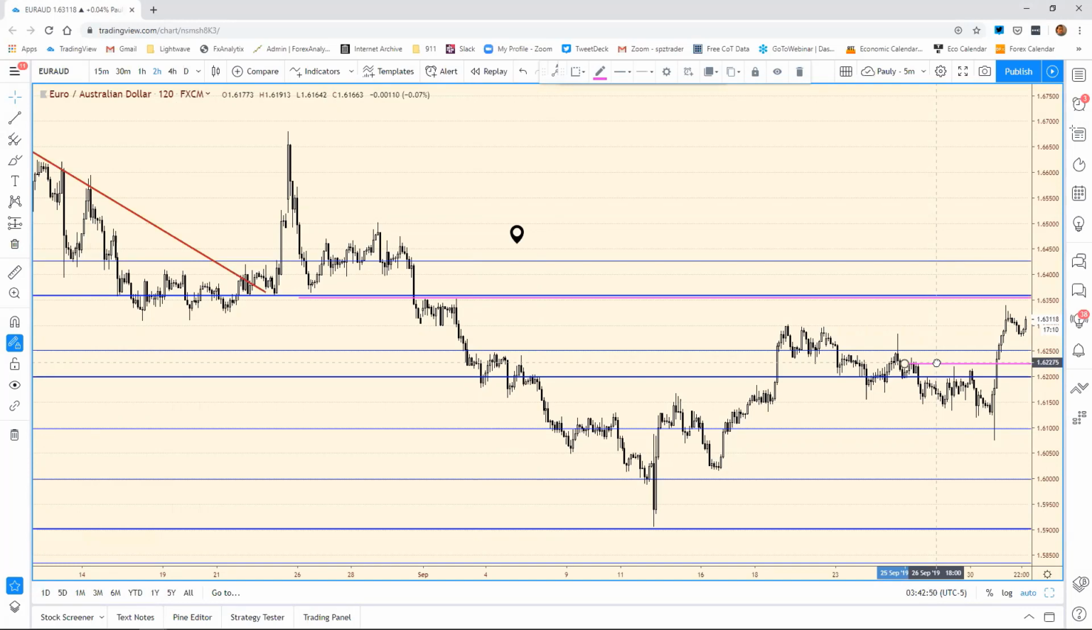And support will be right there at 62.28.